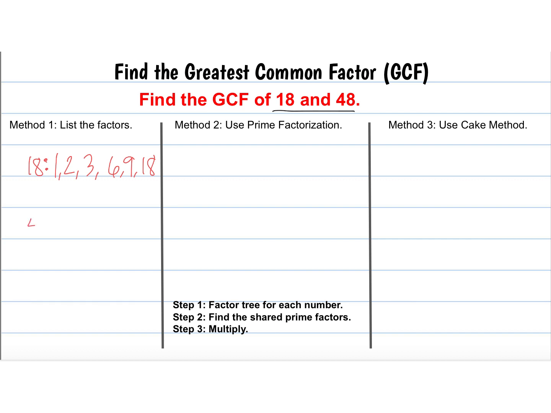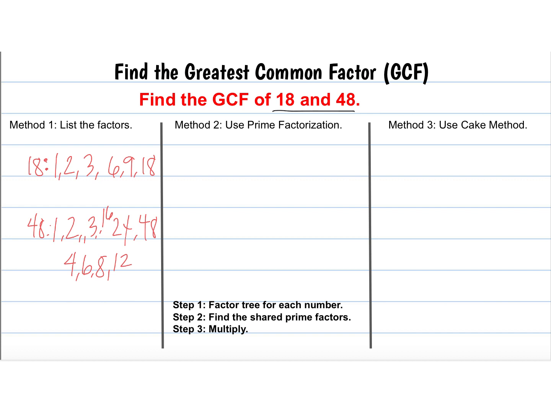Then let's go to 48. 1 and 48, 2 and 24. I'm going to run out of room. 3 and 16. Now I'm going to go down here. 4 and 12. 5 is not a factor. 6 and 8. 7 is not a factor. And now I know I'm done because I'm back at 8, kind of on the other side.